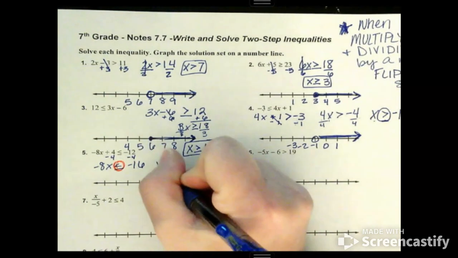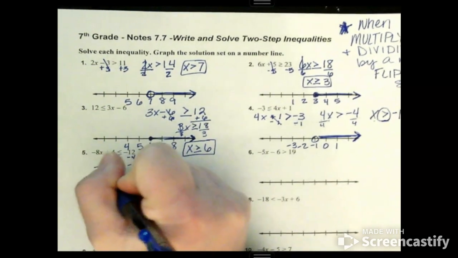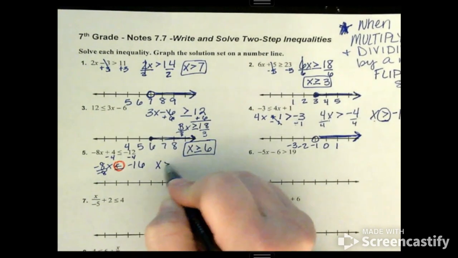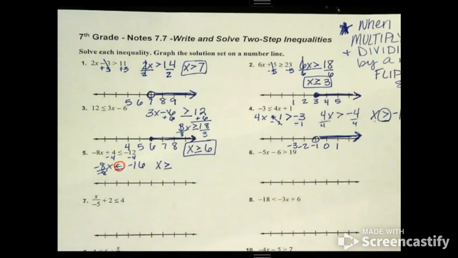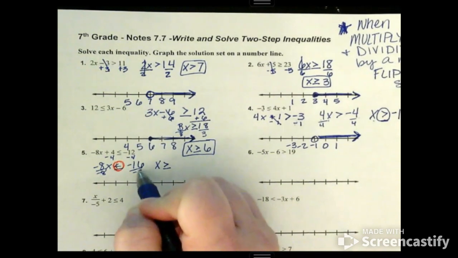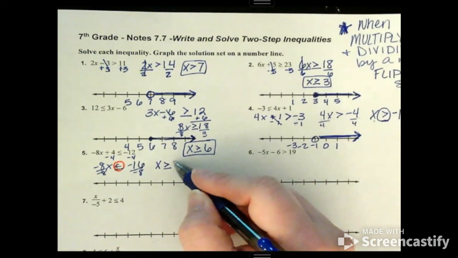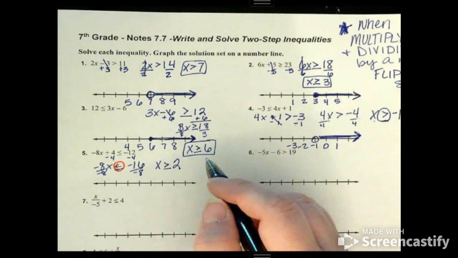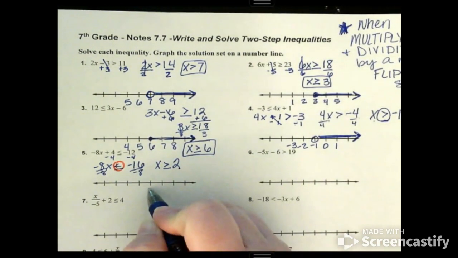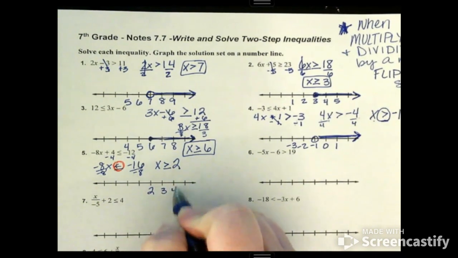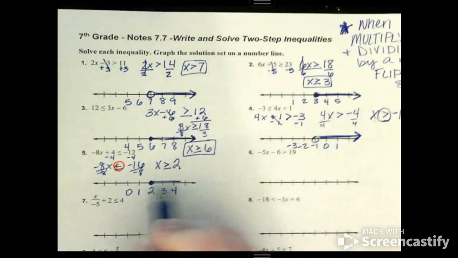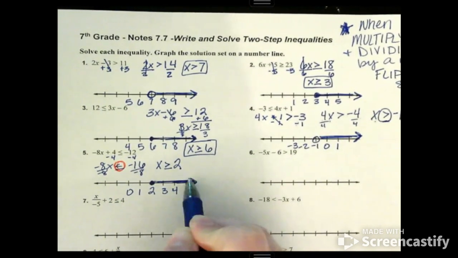Okay? So I would have x. I'm still dividing by -8, but instead of it being x is less than, it's going to be x is greater than or equal to. All right? So if I divide a negative by a negative, I get a positive. So it's a +2. Okay, what kind of circle? Closed and shaded in circle. Going this way.